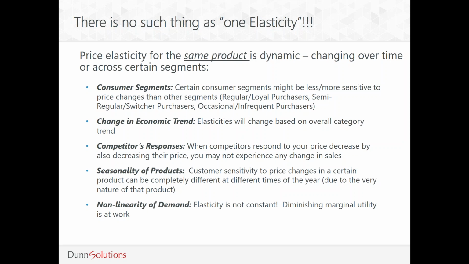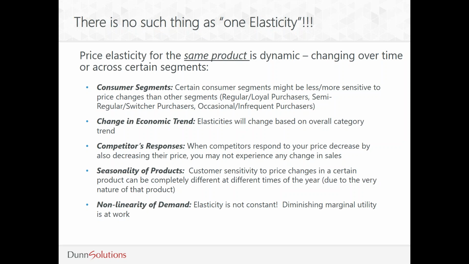There are also, elasticity can change based on changes in economic trend, based on competitors' responses. We're not the only ones selling products. If I lower the price of my products, but my competition does the same, does it affect my elasticity? We have to take that into consideration.